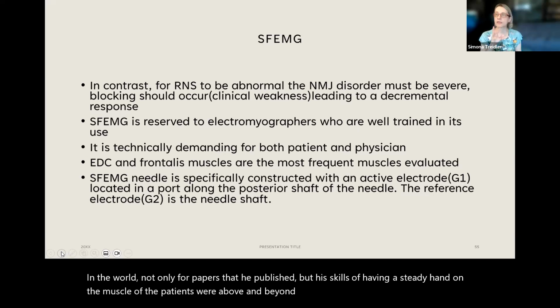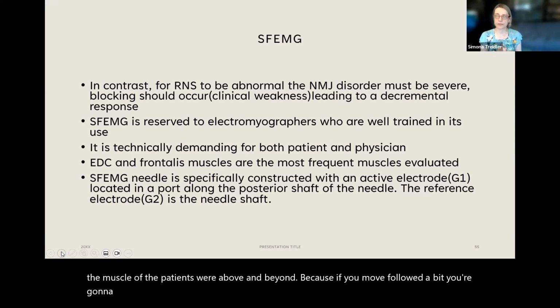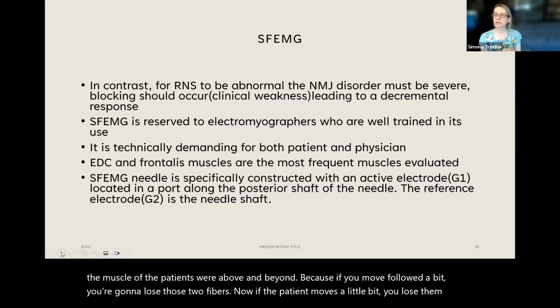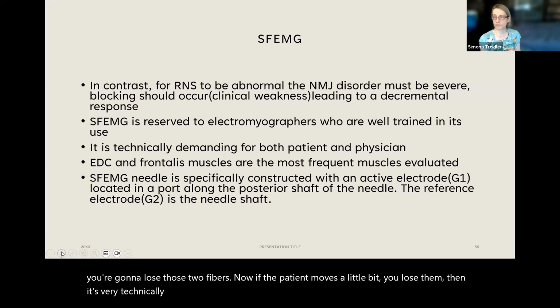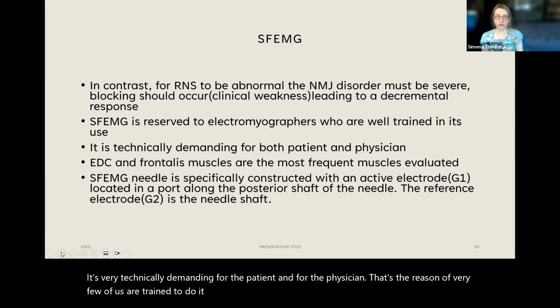Because if you move a little bit, you're going to lose those two fibers. Now, if the patient moves a little bit, you lose them. Then it's very technically demanding for the patient and for the physician. That's the reason very few of us are trained to do it. You use the extensor digitorum communis.